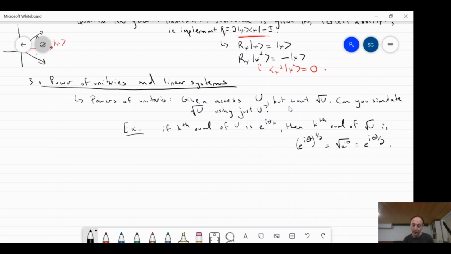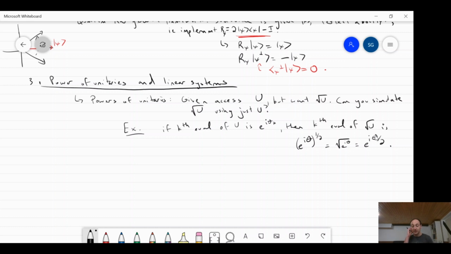So basically, instead of implementing u, which has these eigenvalues, you want to implement something with the exact same eigenbasis, but the phases are all divided by 2. Well, guess what? If you could do phase estimation on u, you could get access to those phases theta. And then you could manually do surgery on them and divide them by 2, is the rough idea.